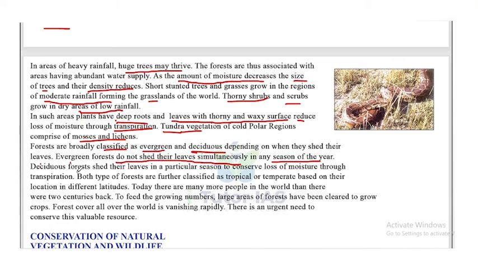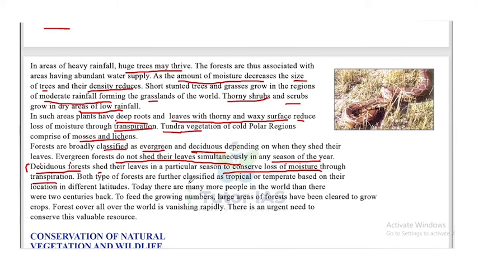Then, what is deciduous forest? If the trees shed their leaves in a particular season to conserve loss of moisture through transpiration, then these forests are called deciduous forest. So the deciduous forest sheds its leaves in a particular season to conserve loss of moisture.